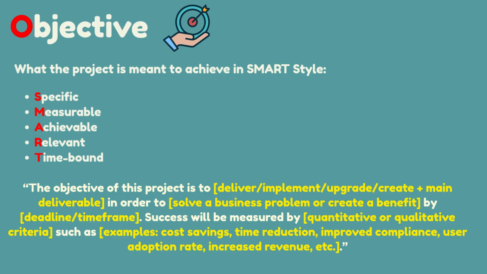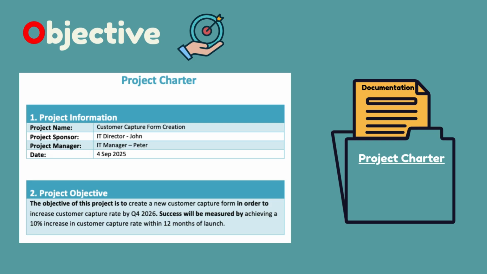The objective of this project is to deliver, implement, upgrade, or create the main deliverable in order to solve a business problem or create a benefit by a deadline timeframe. Success will be measured by quantitative or qualitative criteria, such as cost savings, time reduction, improved compliance, user adoption rate, increased revenue, etc. Now you know how to write a project objective.